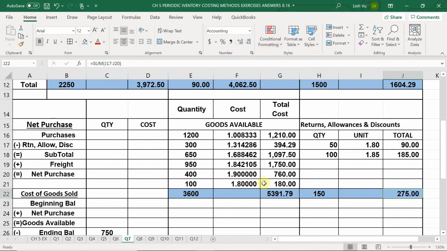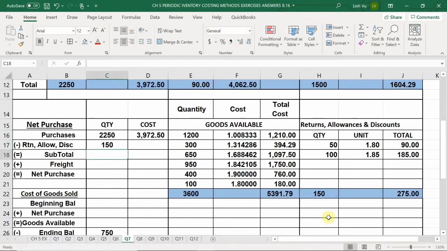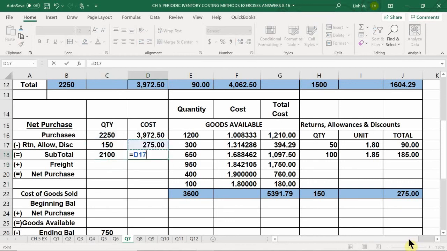$275. Okay, good. So once again, let's go ahead and plug our numbers in. Quantity: we originally started with 2,250 items that we purchased at $3,972.50. We end up returning 150 of those items at a total cost of $275. So then that should leave me with 2,100 items, and I'm supposed to say subtract, at a total of $3,697.50.